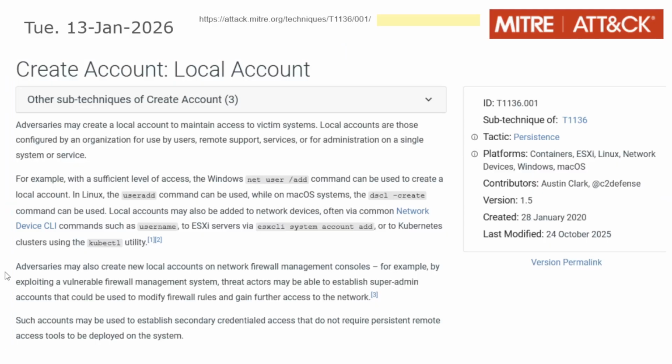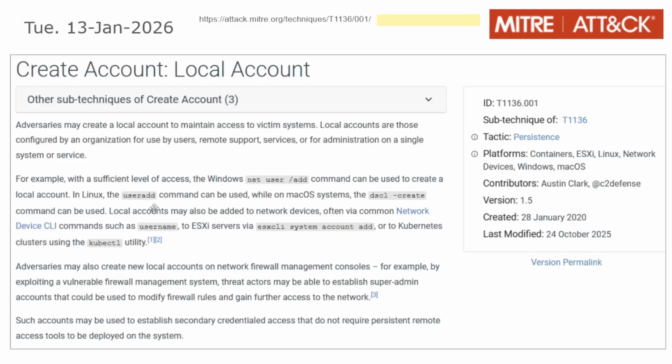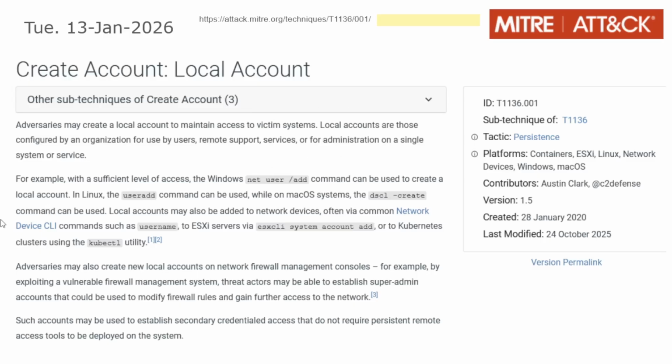Adversaries may create a local account to maintain access to victim systems. Local accounts are those configured by an organization for use by users, remote support services, or for administration on a single system or service. Yes, that's exactly what it is all about. So you need local accounts, your admins need them to effectively work, but obviously there are risks associated with it.